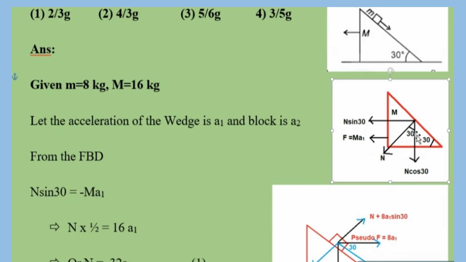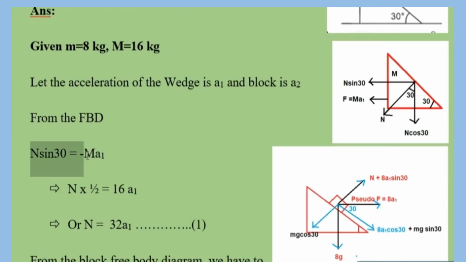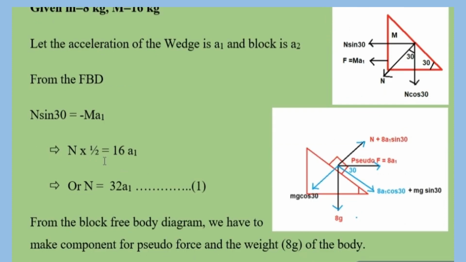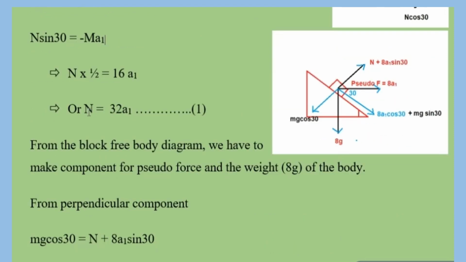This normal force we will resolve into components. The vertical component is N cos 30 and the horizontal component is N sin 30. So from the free body diagram, N sin 30 is equal to minus m a1. Why this minus? Because this wedge is moving backward. So N into half is equal to 16 a1, because the mass is given as 16. So N is equal to 32 a1. That is our first equation.